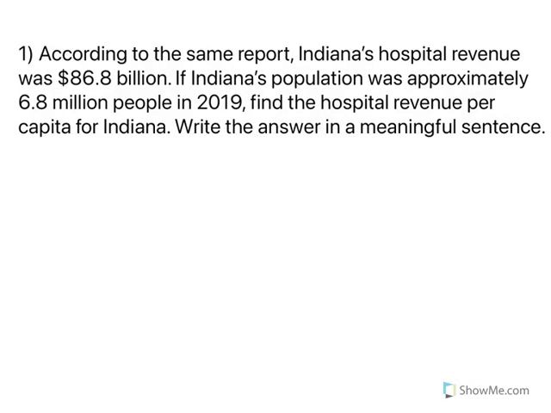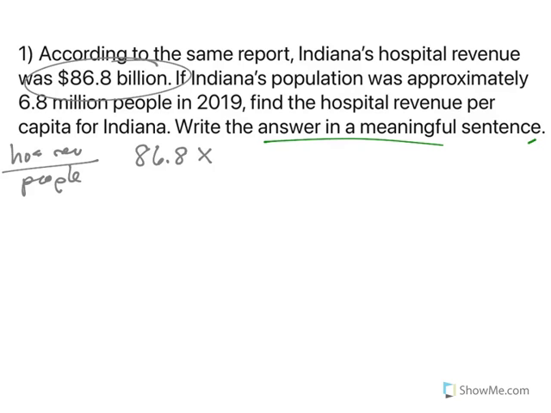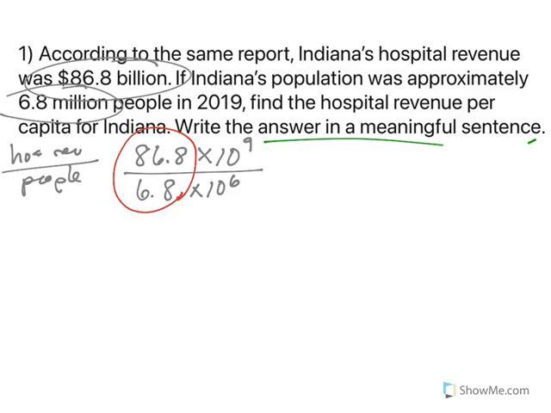Great. According to the same report, Indiana's hospital revenue was $86.8 billion. If the population of Indiana was approximately 6.8 million, find the hospital revenue per capita in Indiana and write it in a meaningful sentence. So again, we're talking about hospital revenue over people. So revenue, 86.8 billion. Billion means 9. 6.8 million. Million means 6. Great. Let's divide. 86.8 divided by 6.8 gives me 12.7647058.